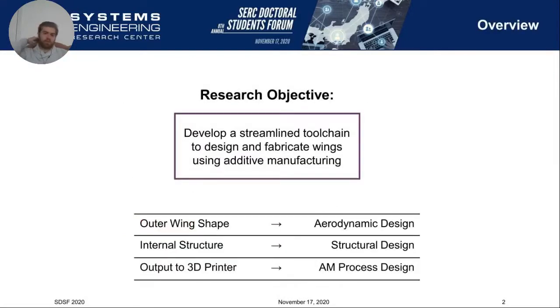So the main goal of my research is to develop a streamlined tool chain to design and fabricate wings with additive manufacturing. To do that, we sort of chunked it out into three overarching problems. We need to design the outer shape of the wing, and that's really an aerodynamic design problem. We needed to design the internal structure of the wing, which is really a structural problem. And then we needed to take that design and somehow give it to the 3D printer, which is an additive manufacturing process design problem. So to do this, I had to kind of take a holistic view and take all of these things together and come up with a way to get a nice clean product at the end of it.